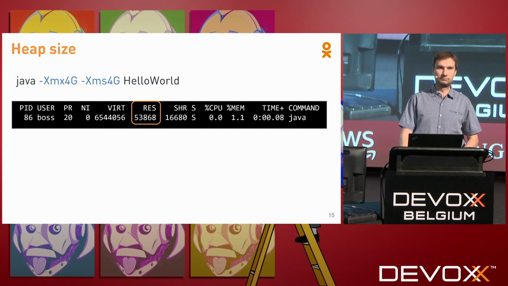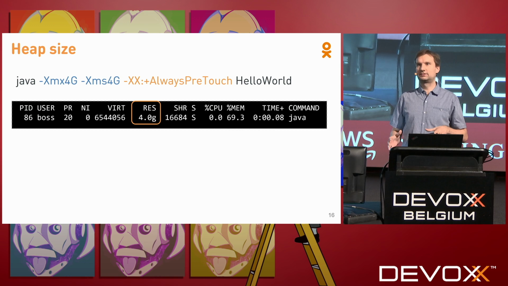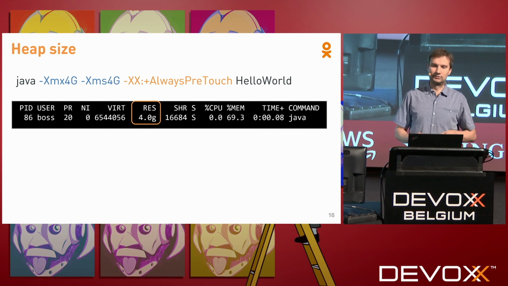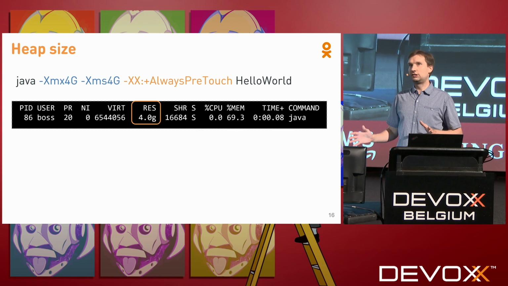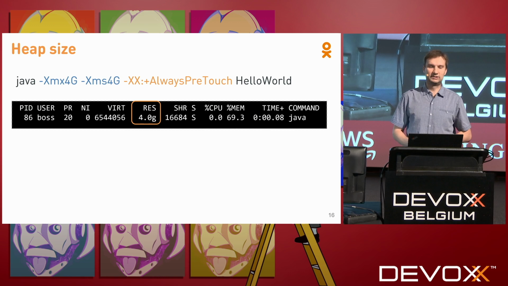The reason is that the operating system allocates pages of memory in the physical memory lazily on the first touch of these pages. So initially, when the heap is not used, it doesn't consume the physical memory. But such lazy access may cause undesired page faults at runtime, and this can be bad for low latency applications. Here is the JVM option that literally makes the JVM go through the whole heap and touch every single page of heap. And if we now run the JVM with the AlwaysPreTouch option, we will see that now our process indeed takes 4 gigabytes in RAM.